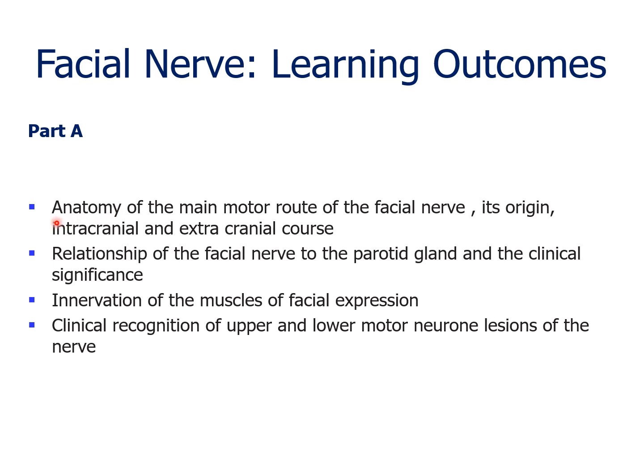In this presentation, we shall look at the anatomy of the main motor root of the facial nerve, its origin, intracranial and extracranial course, relationship of the facial nerve to the parotid gland and the clinical significance, innervation of the muscles of facial expression, including testing of the facial nerve, and finally, clinical recognition of upper and lower motor neuron lesions of the facial nerve.